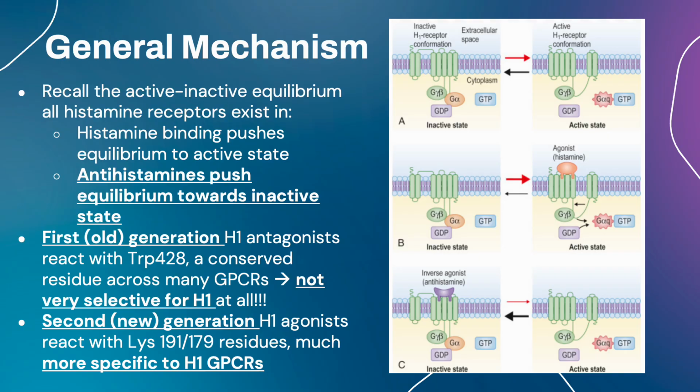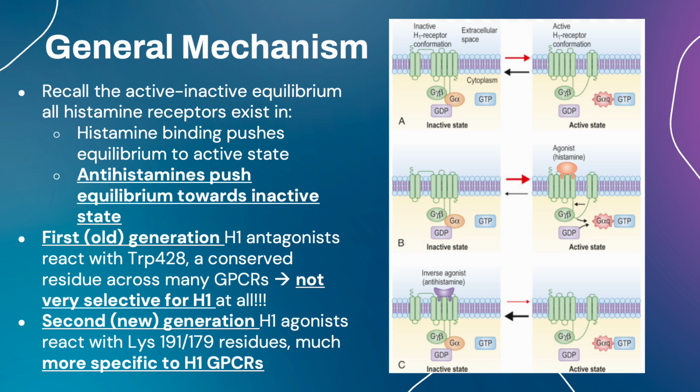So now let's talk a little bit about the difference between first and second generation H1 antagonists. The first generation ones react with a tryptophan residue, tryptophan 428, which is a pretty conserved residue across many GPCRs. What this means is that you end up getting a lot of binding to GPCRs that are off target, especially in the central nervous system. This is why, and we'll get into this more later, these older generation ones are really not favorable. They don't have a lot of specificity for the actual H1 receptor at all.